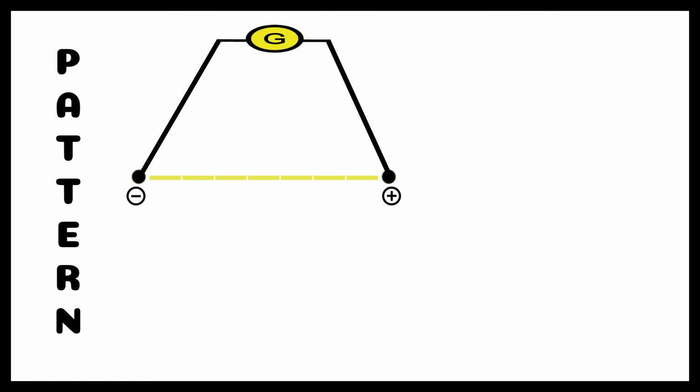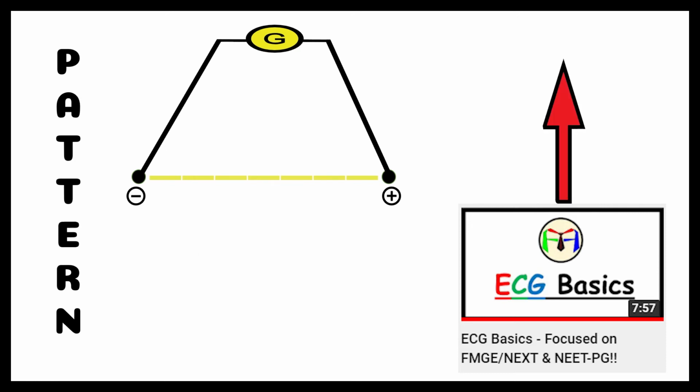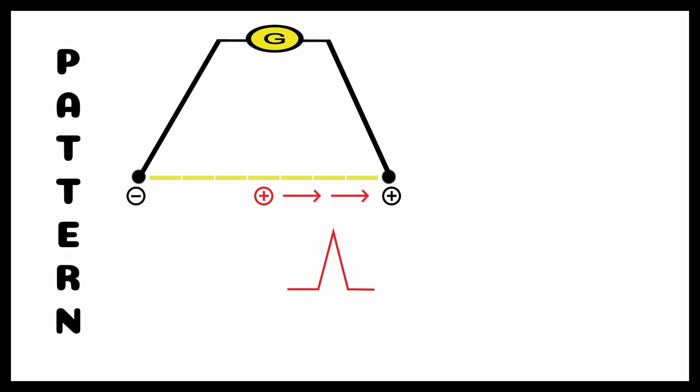Let's bring up the knowledge from our previous video. Link in the description, or you could see the icon up here. The concept is, when the positive current moves towards the positive electrode, the deflection will be positive. If the positive current moves towards the negative electrode, the deflection will be negative.